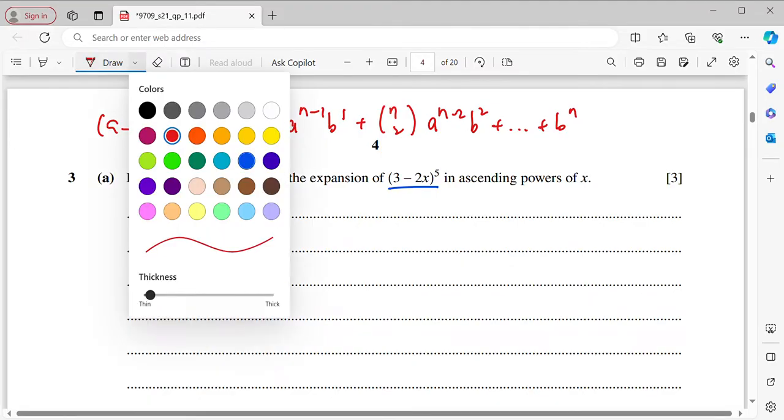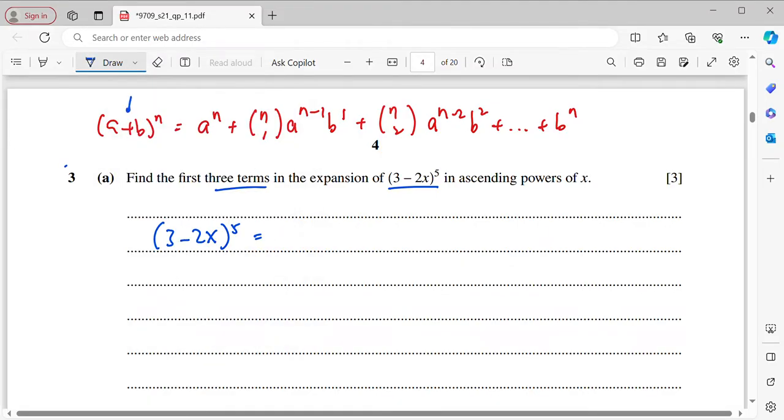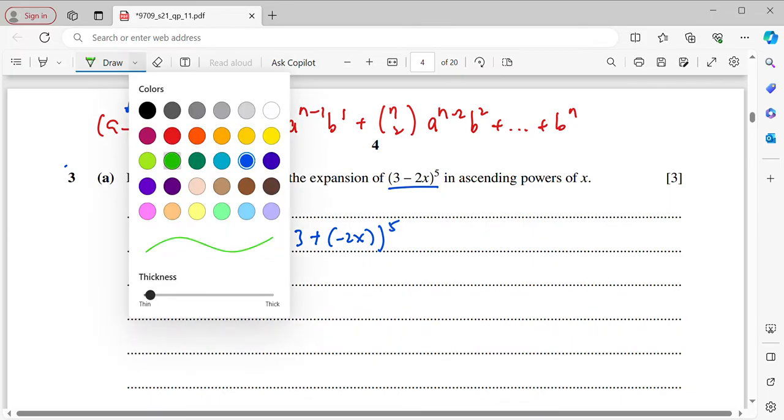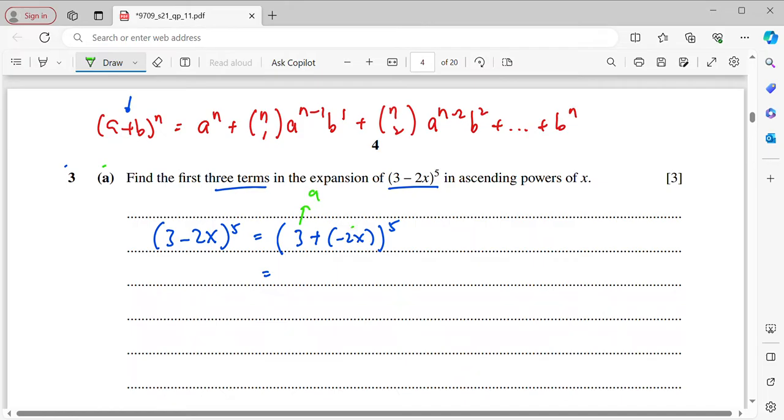Okay, but when you use this formula, make sure it is a plus. Therefore, here I will have to change. It will be 3 plus negative 2x, to the power 5. So it means that your a is 3, okay, this is your a, and your b is negative 2x. Then from here, I will be getting 3 to the power 5. According to the binomial expansion formula, it will be 5C1, 3 to the power 4, times negative 2x to the power 1.